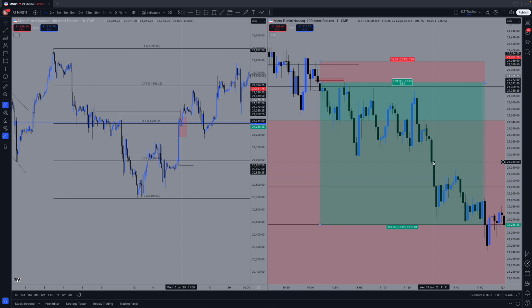So 109 and 50 ends up being $219 on one contract. And so let's say that you're trading with a leverage of 2 contracts on one account. That would mean that one trade would make you $438. That is 4 shifts at Walmart.